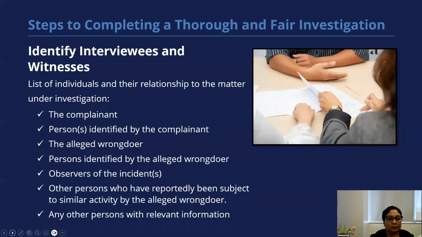You want to plan the list of interviews, the list of persons you're going to interview and their relationship to the matter under investigation. Something to keep in mind as you are preparing for the interviews is to be careful not to turn the interview into a witch hunt. It may be possible that during the investigation process, the investigator may become convinced that one party's version of the events is true, and there's a danger that he or she may then steer the investigation in that direction.